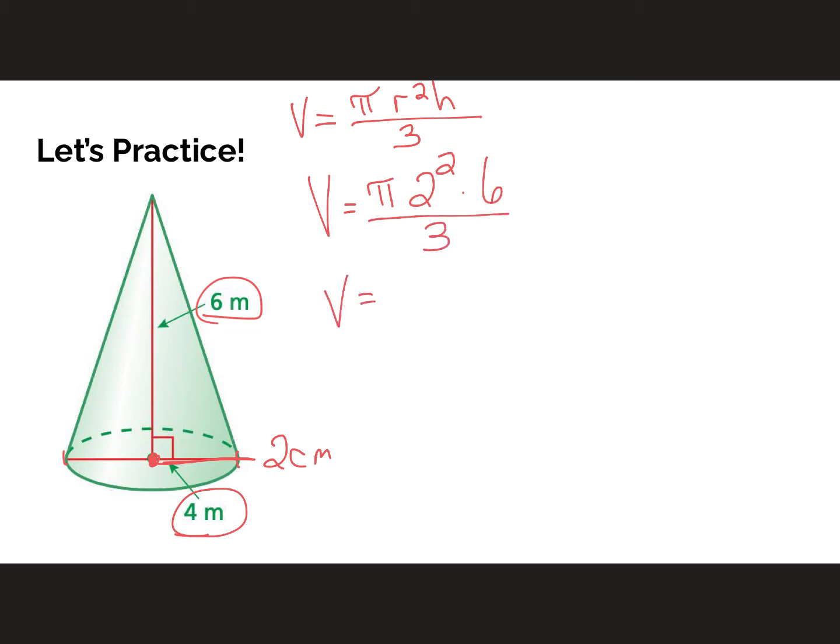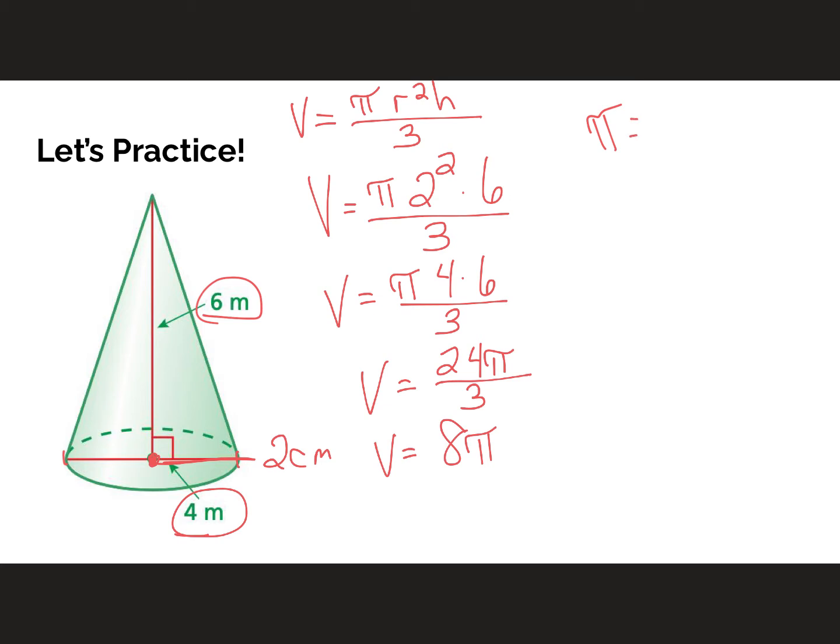So our volume equals pi, 2 squared is 4, times 6 divided by 3. So I know that 4 times 6 is 24 times pi. Remember, we can change the order, it's multiplication, all divided by 3. Then I'm going to do 24 divided by 3, so my volume equals 8 times pi. We can estimate pi to be about 3.14. So now I'm just going to do 8 times 3.14.